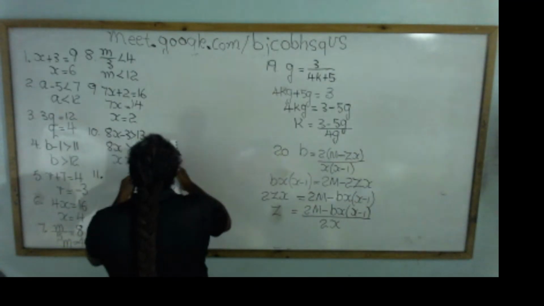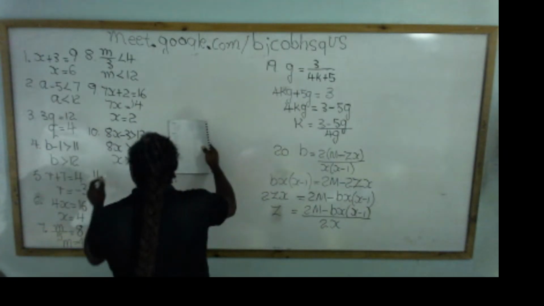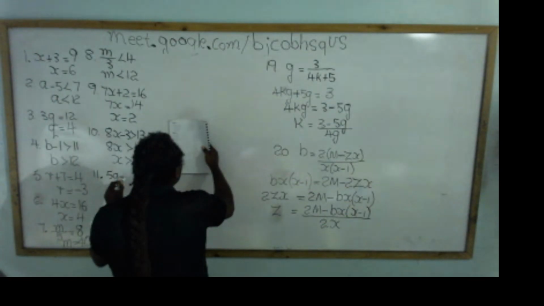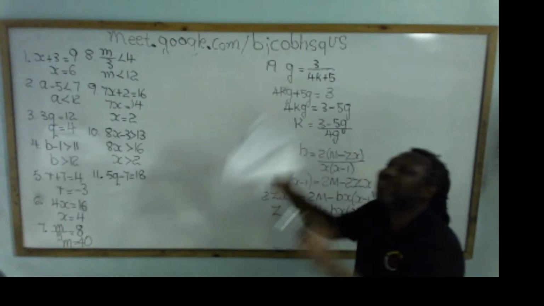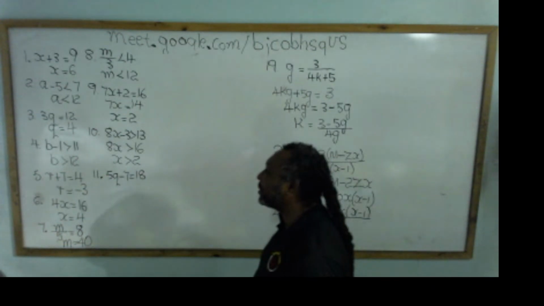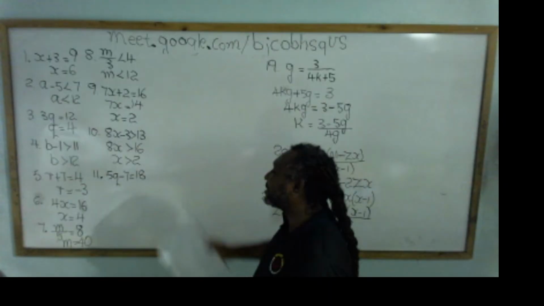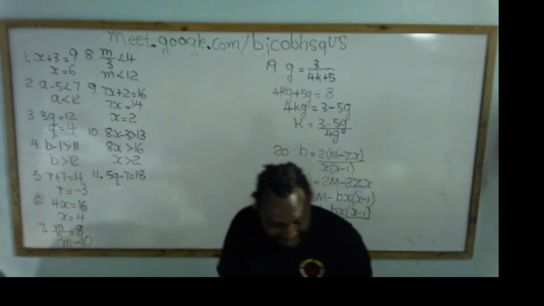My book is upside down. 5q minus 7 is equal to 18. I know that something was definitely wrong, 100% wrong. But now I've caught up with it. Let's go. As a matter of fact, I'm not going to do this one then. I'm going to change it.